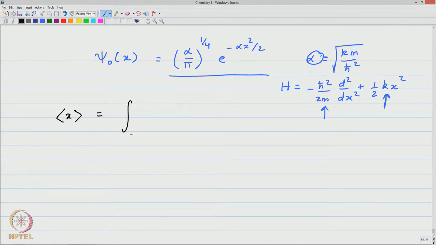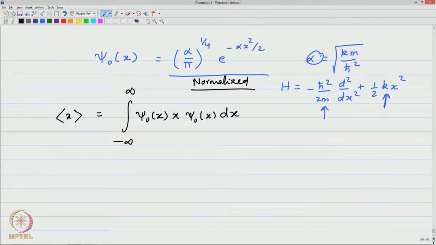The average value of x is the integral of psi naught x, these are real, therefore I do not need the complex conjugate, x times psi naught x dx, and you know that the harmonic oscillator position coordinate goes all the way from minus infinity to plus infinity. So, this is the average value. This function is normalized, therefore we do not need the denominator.